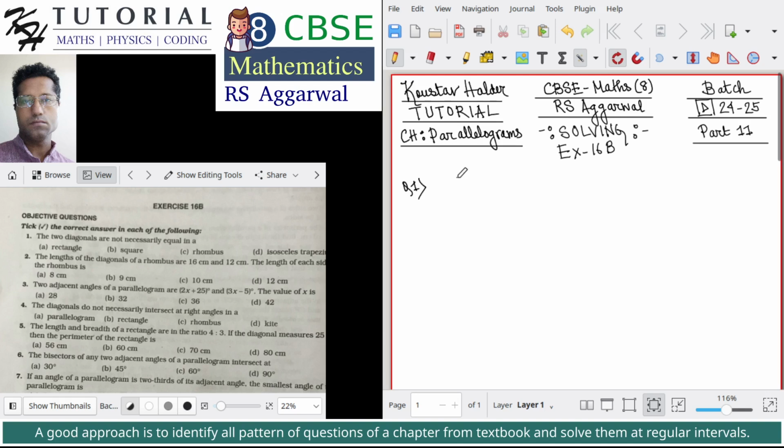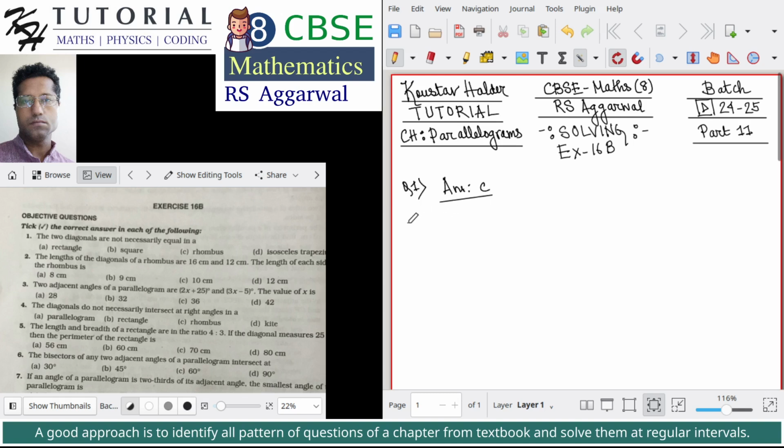Question number 1 says the two diagonals are not necessarily equal in which of the following figures. In a rectangle, the diagonals are always equal, so choice A is not correct. Square, the diagonals are also equal. Rhombus, the diagonals may not be equal. Isosceles trapezium. In isosceles trapezium also, remember that the diagonals are equal. So the correct choice is C, that is rhombus. In only rhombus, the diagonals are not necessarily equal.